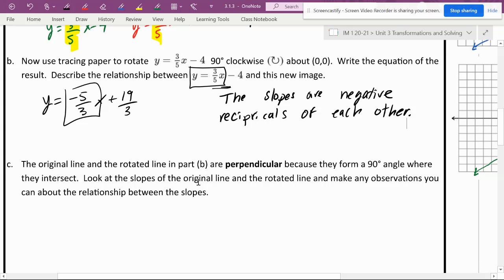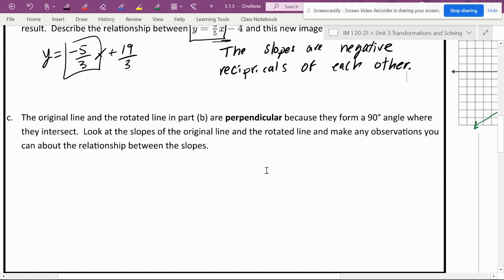The original line and the rotated line in part B are perpendicular because they form a 90-degree angle when they intersect. Look at the slopes of the original line and rotated line. Make the observations you can about the relationship. So again, in this case, the slopes are negative reciprocals of each other. So if you notice, m for the original is equal to 3 over 5, and for the transformed, it is negative 5 over 3.